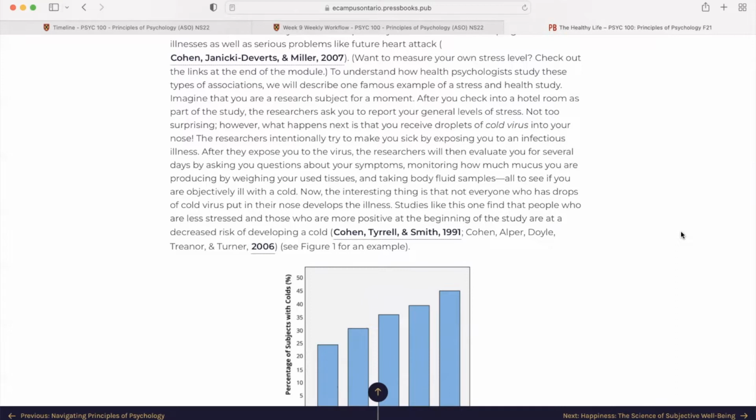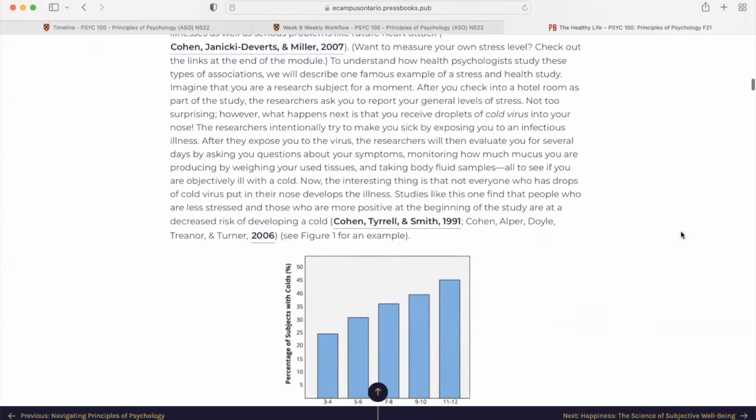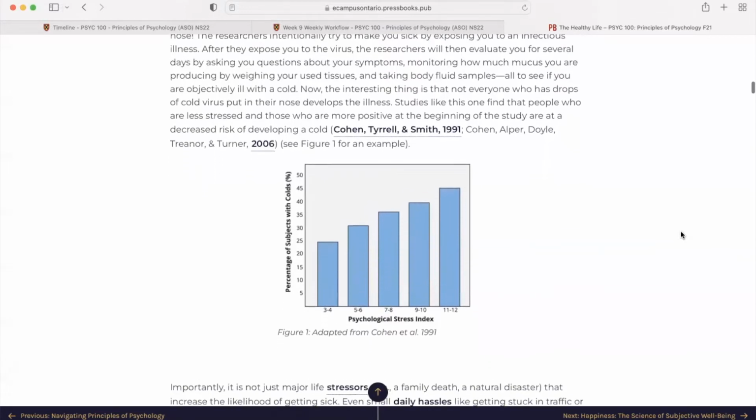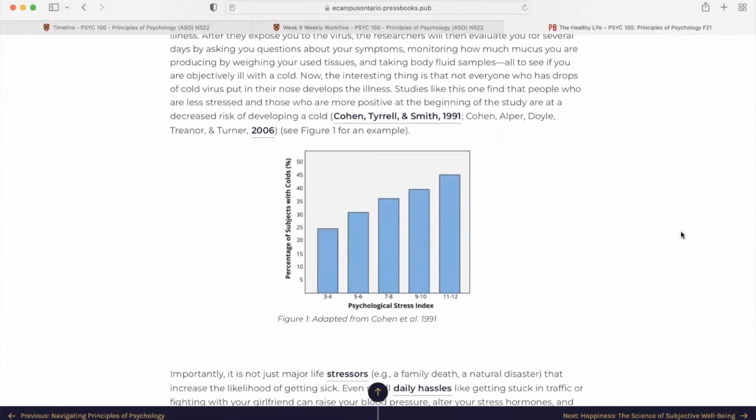After they expose you to the virus, the researchers will then evaluate you for several days by asking you questions about your symptoms, monitoring how much mucus you are producing by weighing your used tissues, and taking body fluid samples, all to see if you are objectively ill with a cold. Now, the interesting thing is that not everyone who has drops of cold virus put in their nose develops the illness. Studies like this one find that people who are less stressed and those who are more positive at the beginning of the study are at a decreased risk of developing a cold.